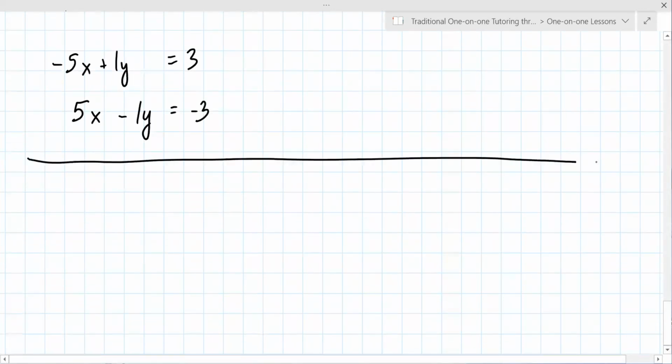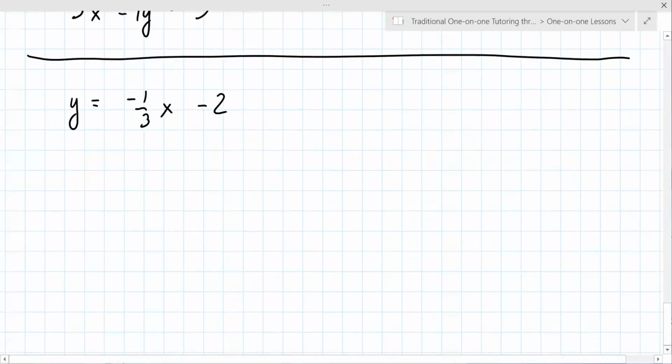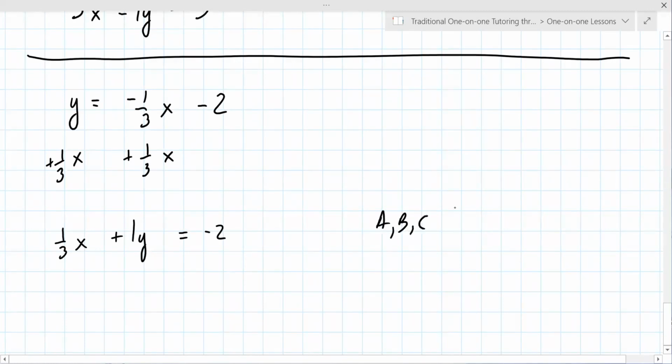Okay, so let's do a little bit harder one now. Let's say y equals -1/3 x minus 2. Okay, so here we're going to add 1/3 x to both sides. So you have 1/3 x plus 1y equals -2. Now here the problem is that a, b, and c, this is a, 1/3, b is 1, c is -2. They're not all integers. So we can multiply everything by 3.